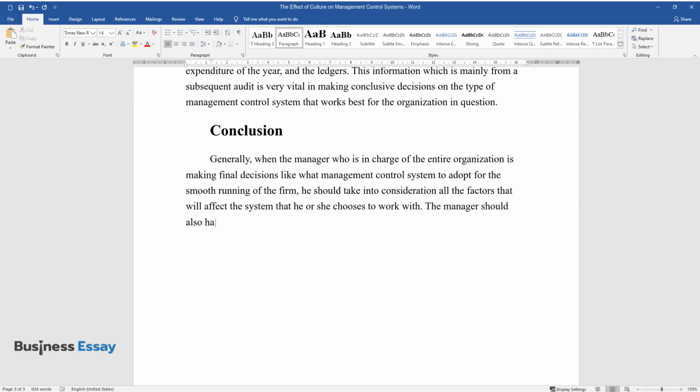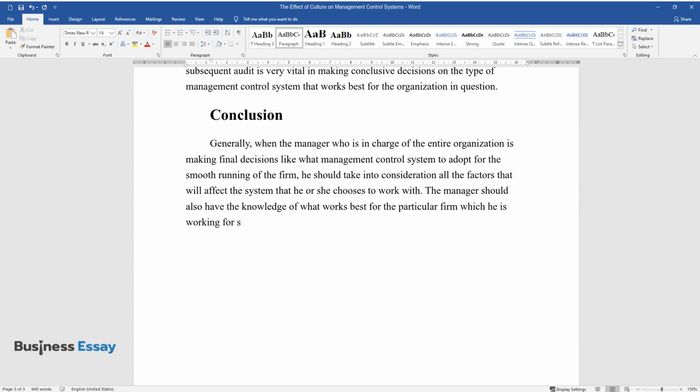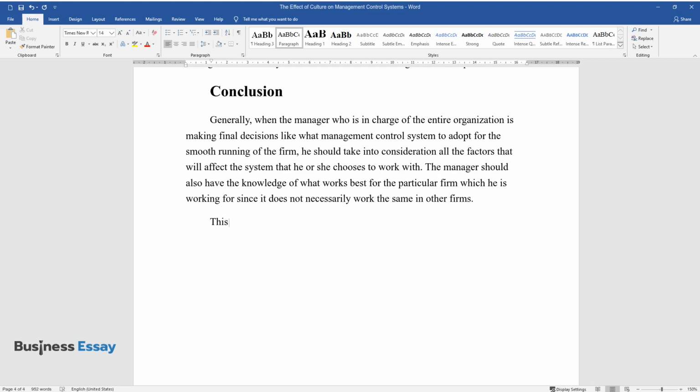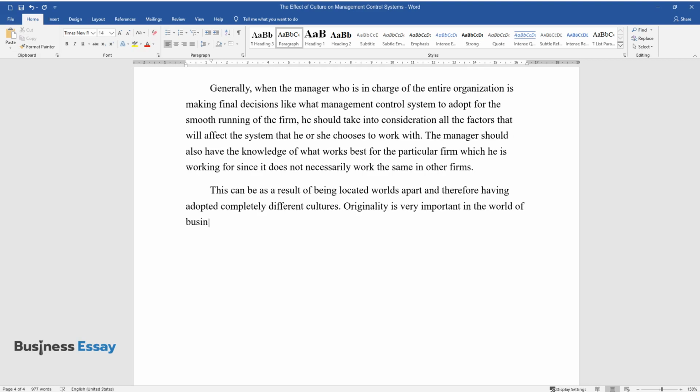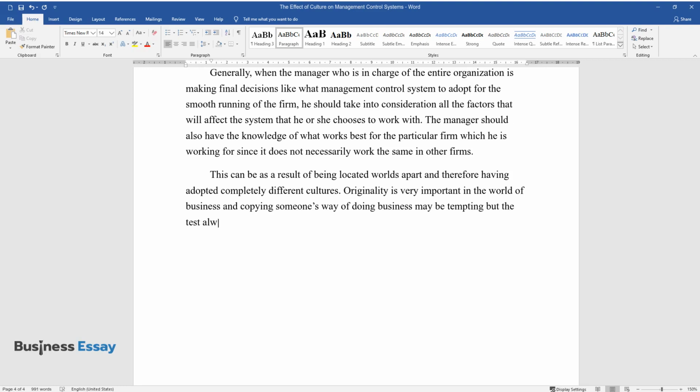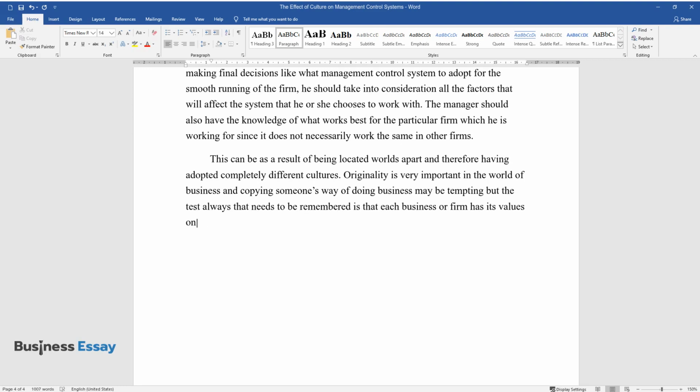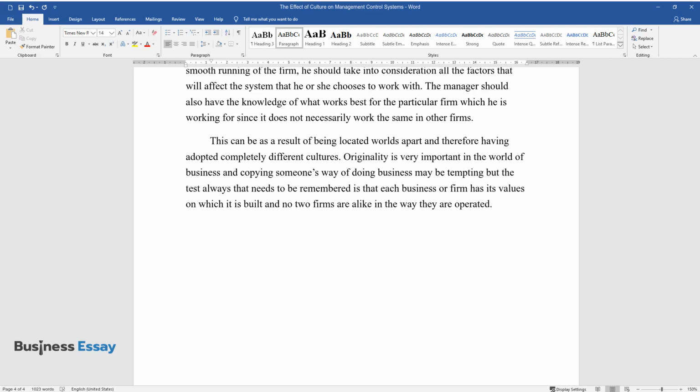The manager should also have the knowledge of what works best for the particular firm which he is working for, since it does not necessarily work the same in other firms. This can be as a result of being located worlds apart and therefore having adopted completely different cultures. Originality is very important in the world of business, and copying someone's way of doing business may be tempting, but the test always that needs to be remembered is that each business or firm has its values on which it is built, and no two firms are alike in the way they are operated.